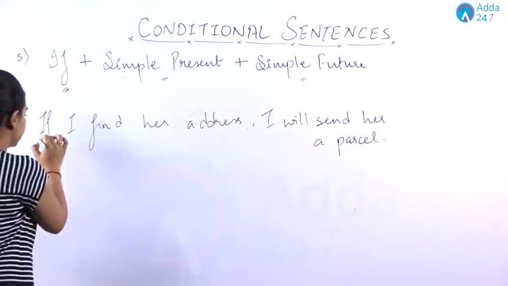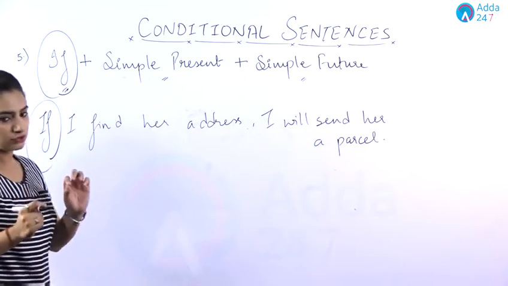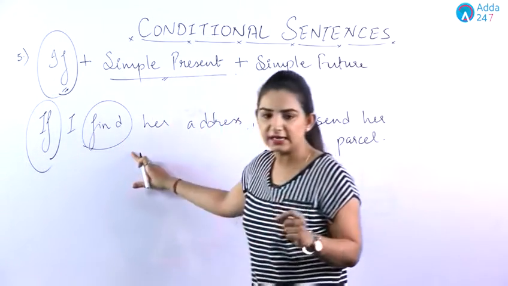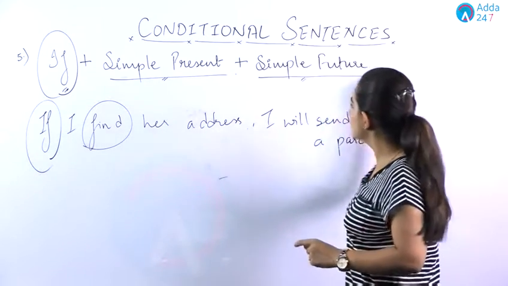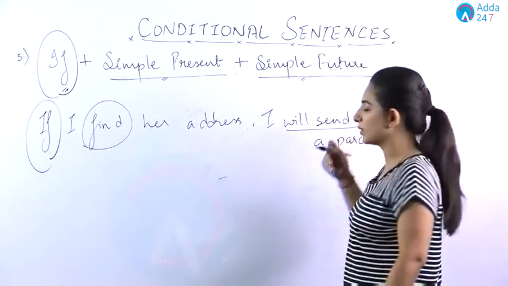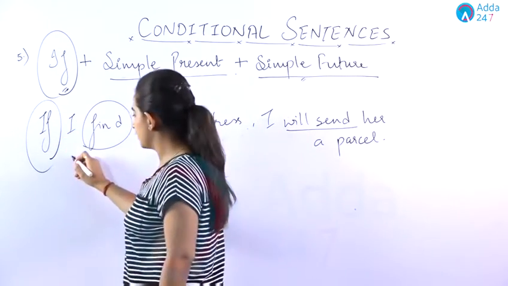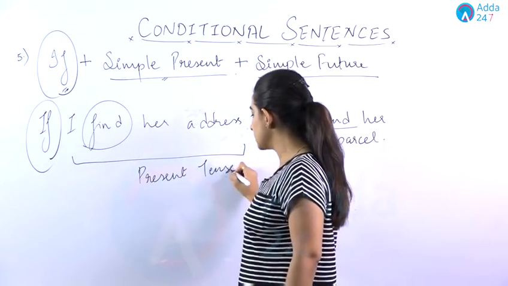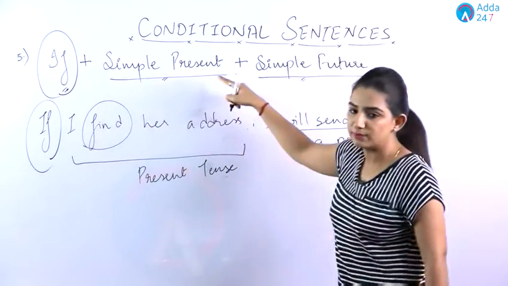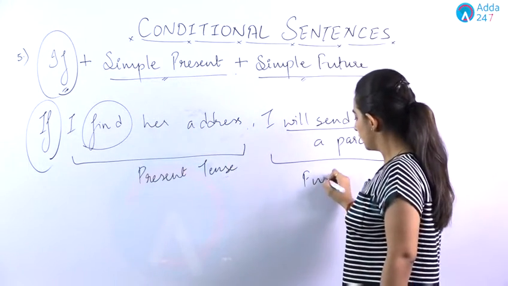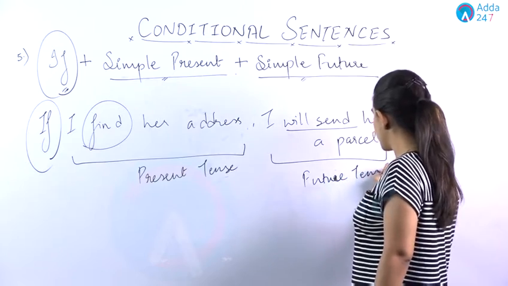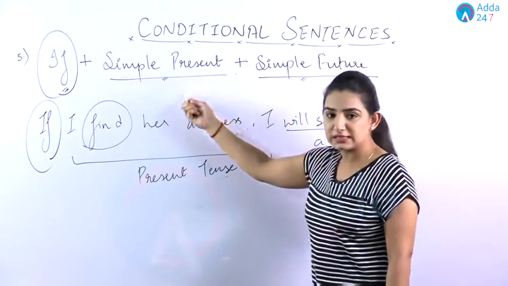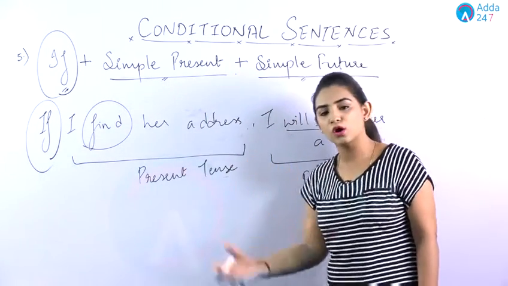Now here you can see the sentence starts with if. According to the condition, the following verb should be in simple present tense, as we have placed find in present tense. After that, the verb used should be in simple future tense, and we have used it with send. So what happens is when we use if, the part associated to if will be in simple present tense and the other part will be in future tense. And that too, simple present and simple future, which is also known as present indefinite or future indefinite. Let's move on to the next rule.